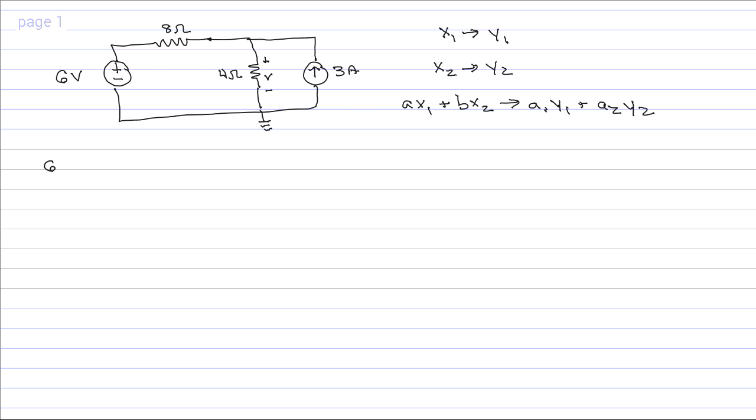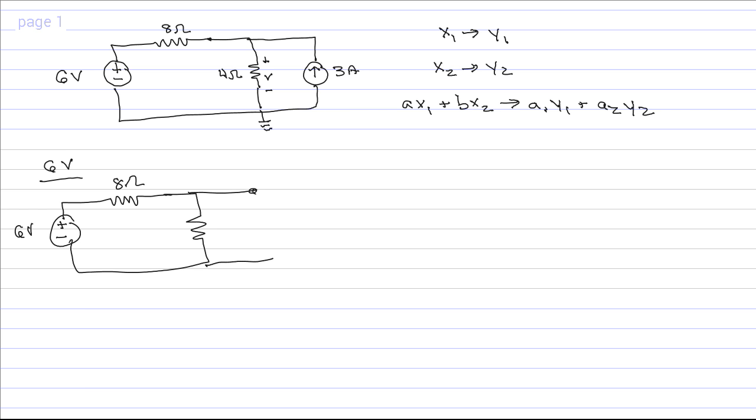So for the 6-volt source in this particular circuit, to find the response due to it alone, we need to deactivate the 3-amp current source. And recall that to deactivate a current source, you simply replace it by an open circuit. So it's not going to have any effect in this specific example.